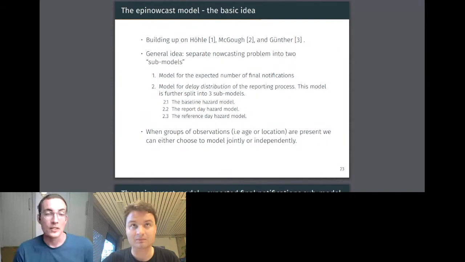And that is where the excitement comes in, because you get to play with all this exciting survival analysis theory in a kind of more complicated framework. And then lastly, this can all be stratified by groups, so location, age, etc. And we want to be able to potentially model that jointly or independently or in some sort of hierarchical framework.